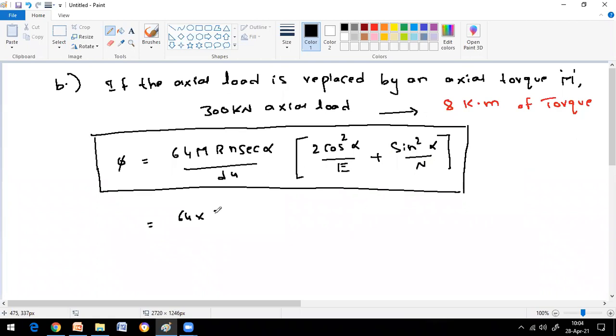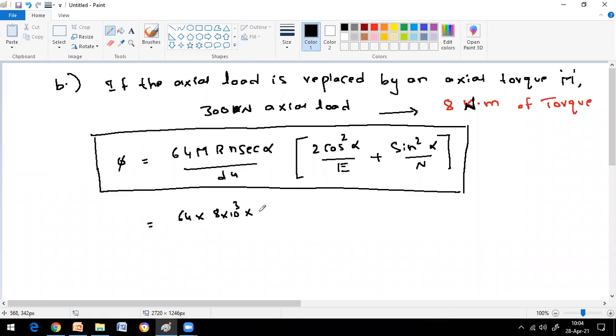64, what is the moment? 8 into 10 cube, as it is 8 Newton, sorry, not kilo, Newton. 8 Newton into meter, not kilometer, Newton into meter. Axial load also 300 newtons, not kilonewton? Yes, Newton, sir. Sorry. Anyway, we are replacing the load, right? So now the load is replaced with moment. So here, instead of W, we are writing M.